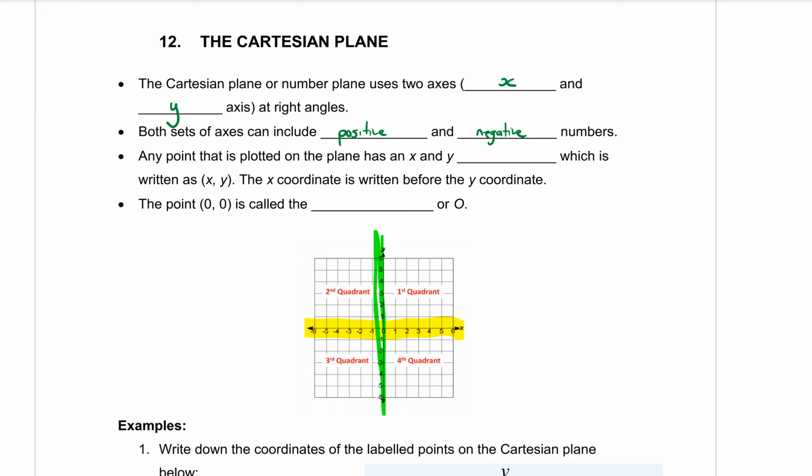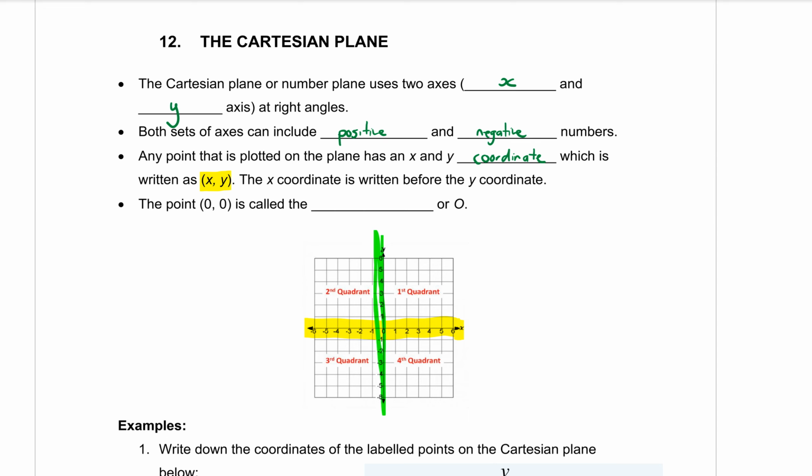Any point that is plotted on this plane has an x and a y coordinate. Which is written as (x, y), and it has brackets. Now you're not going to write x and y, you're going to write the number. So x might be 2, the x number might be 2, and the y number might be 3. So you go (2, 3). They should be in brackets with that comma in between them.